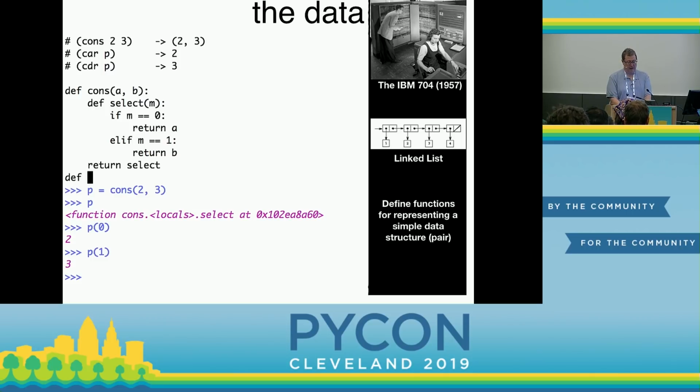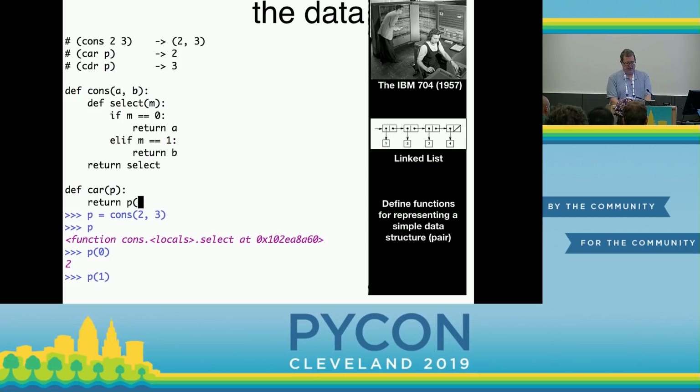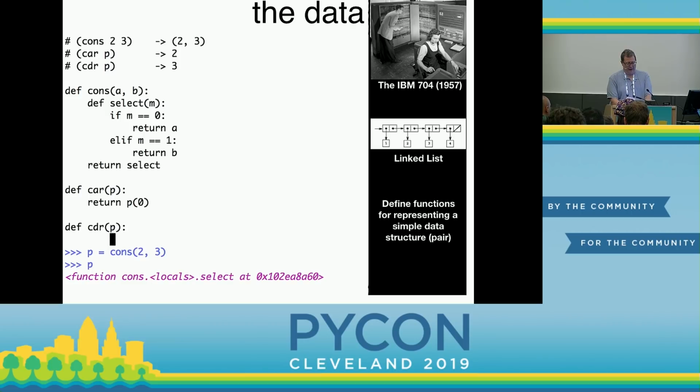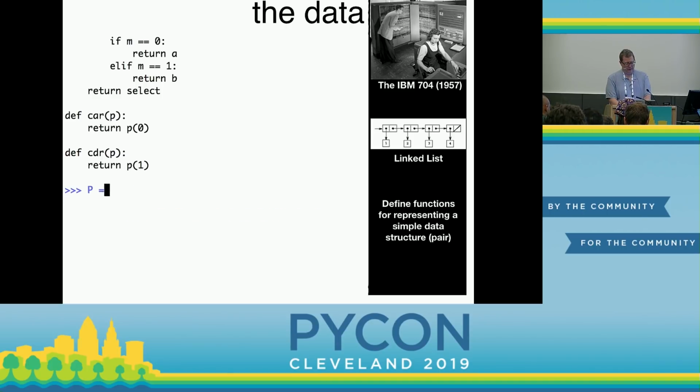You can do it. I mean, you could write car as basically returning P of 0, and you could write cdr of P returning P of 1. Don't do this at work. I mean, this would be a terrible thing to do. Your coworkers would sort of hate seeing this sort of thing.